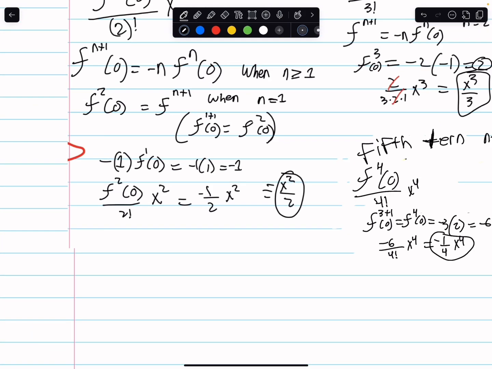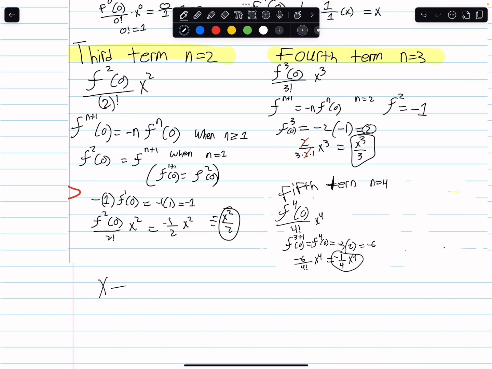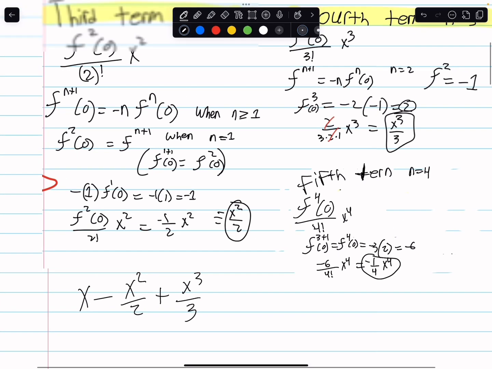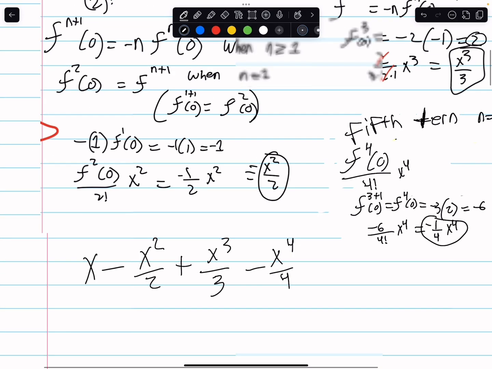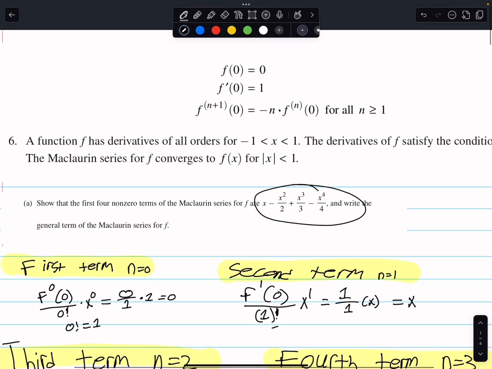And those are our four terms, which come out to be our first term, which is x. Our second term, negative x squared over 2, plus our third term, x cubed over 3, as we found here, and our last term, which is negative x to the fourth over 4. Now, those are our four non-zero terms, which, as you can see, match up above to these, so we can confirm we probably did it right.